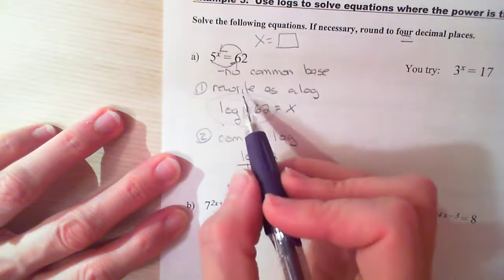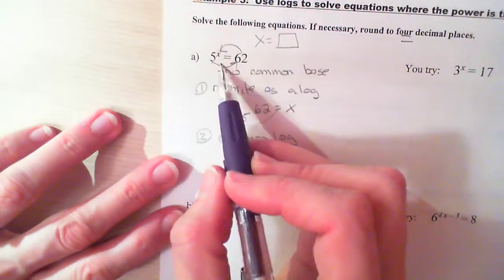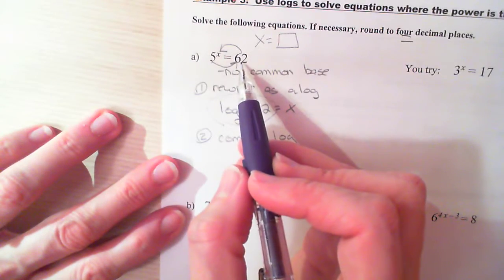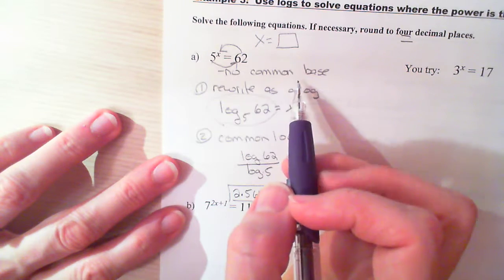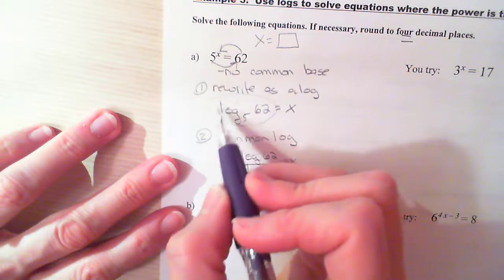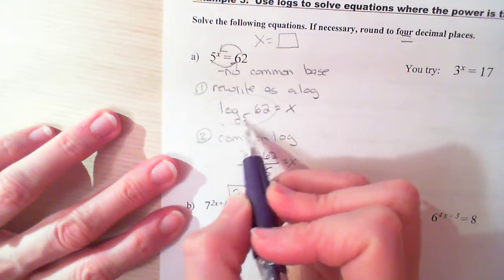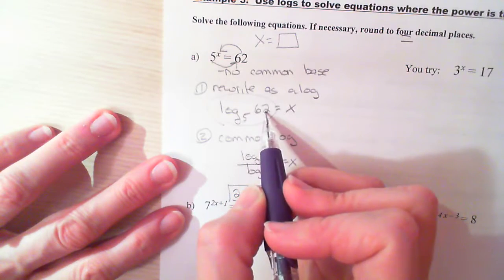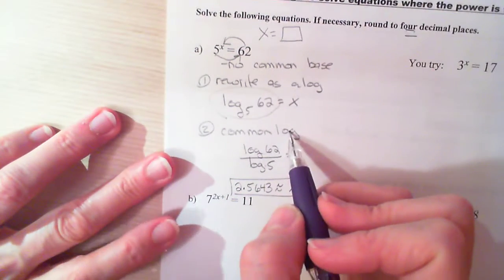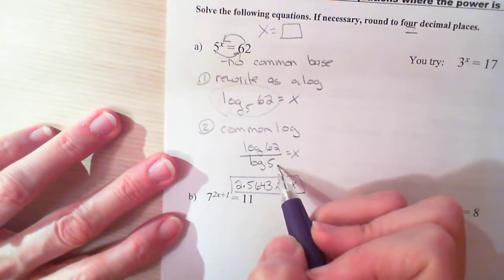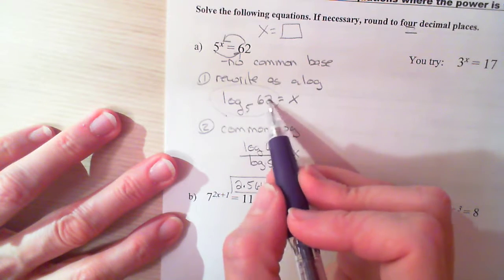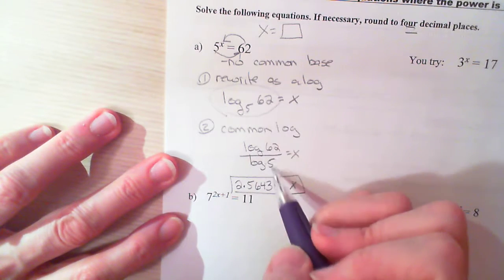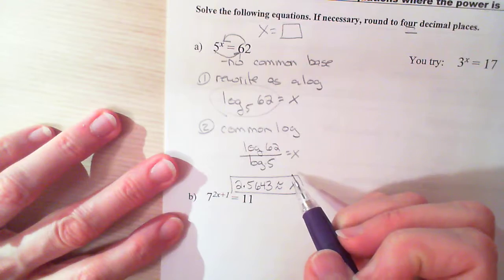So step 1, rewrite it as a log. If you can't do common bases, rewrite as a log. Then, once you get your log, if you have an 84, you can punch that right in the calculator. If you don't, then you're going to convert it to common logs. So put the one that looks like it's on top over the other, punch it in the calculator.